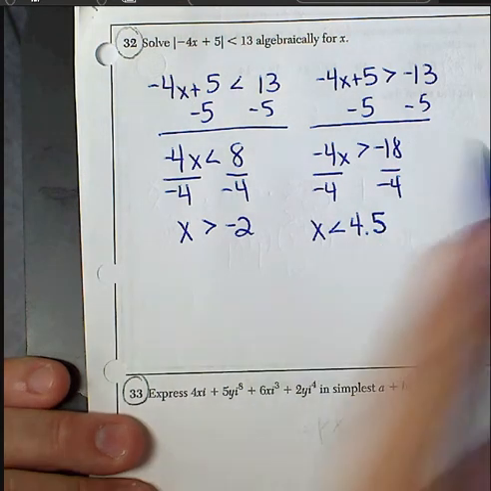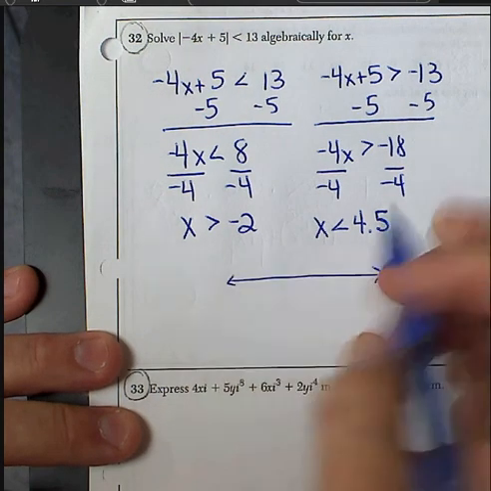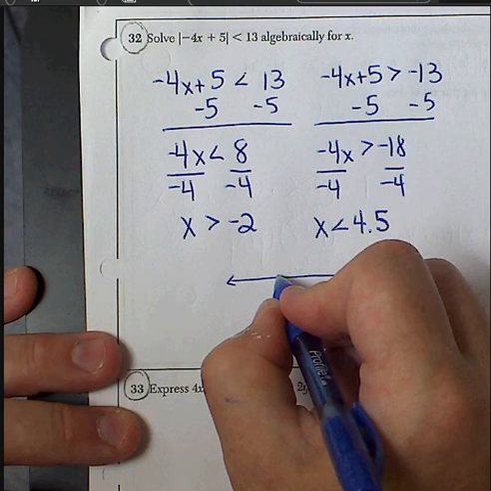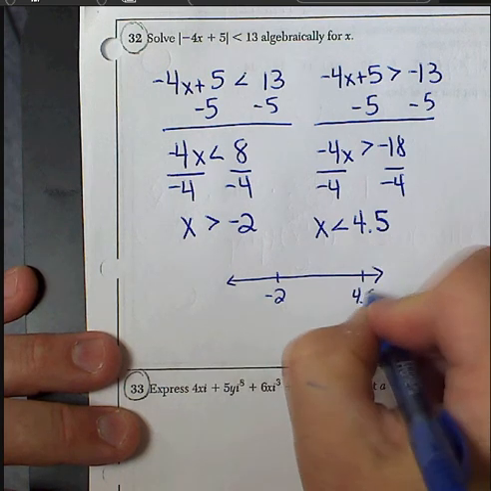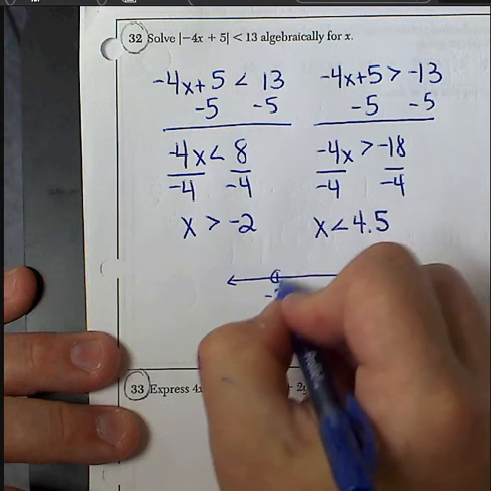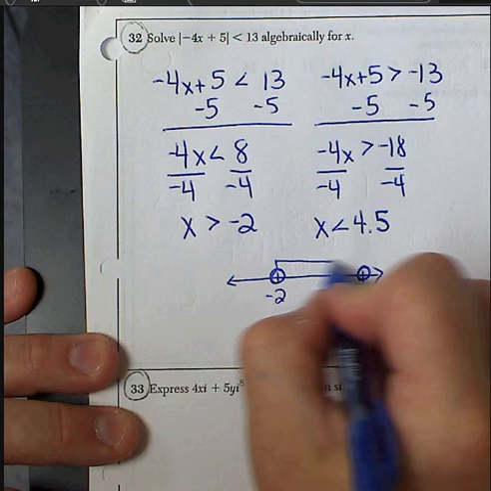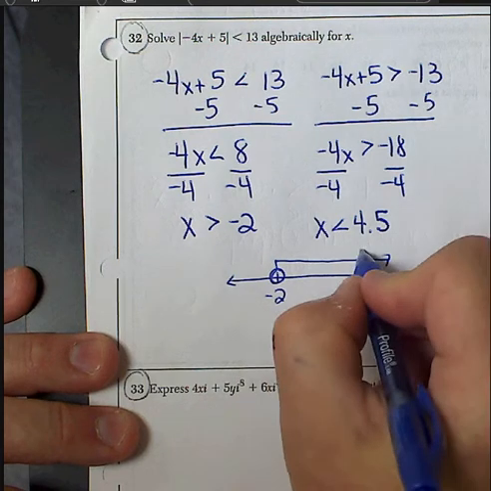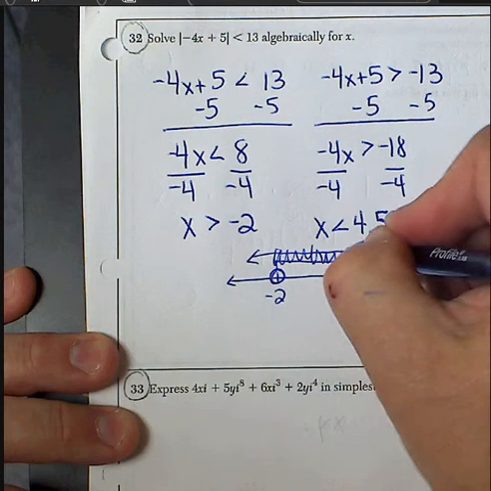Okay, when we want to see what this is going to look like as a graph, check it out. There's my negative 2, there's my 4.5. We're strictly less than, so we're going to have open circles on each. We're greater than negative 2 and less than 4.5. So this is where I'm interested in, this overlap.